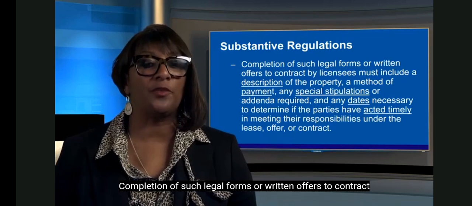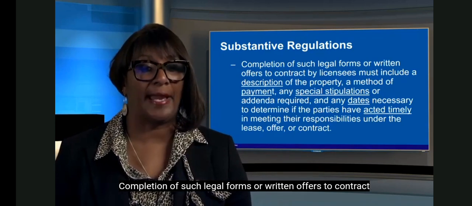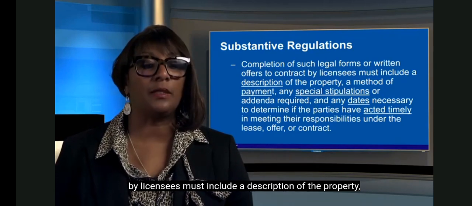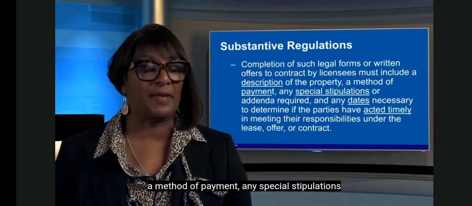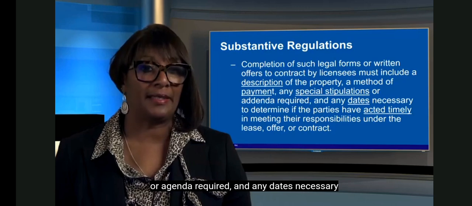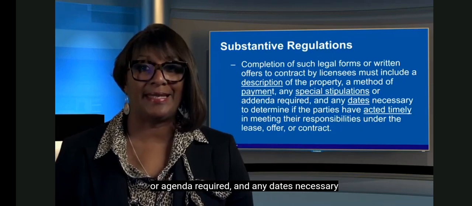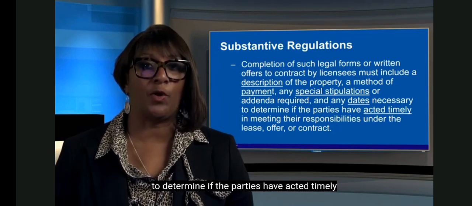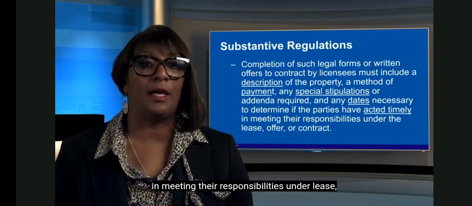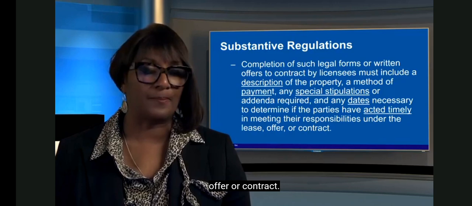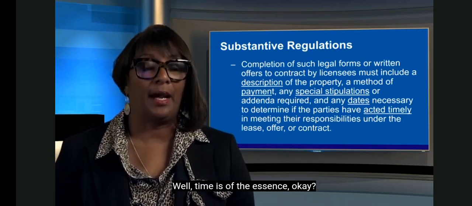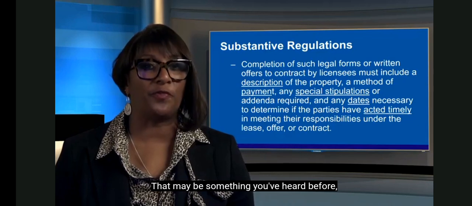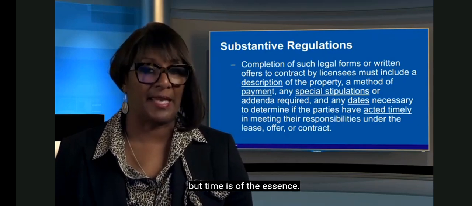Completion of such legal forms or written offers to contract by licensees must include a description of the property, a method of payment, any special stipulations or addenda required, and any dates necessary to determine if the parties have acted timely in meeting their responsibilities under lease, offer, or contract. Well, time is of the essence, okay? That may be something you've heard before, but time is of the essence.